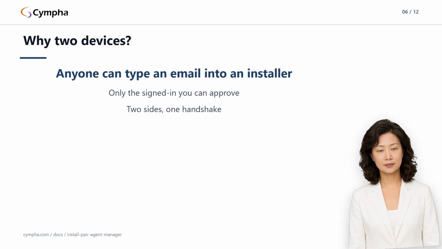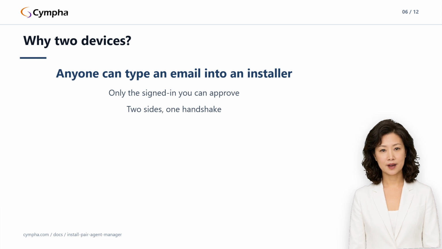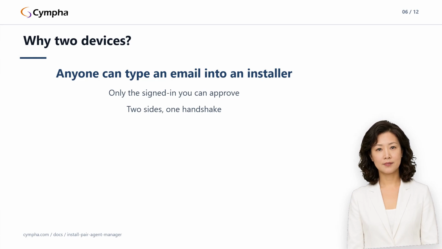Keep that model in mind, and every step that follows makes sense. Switch to your browser, on app.cympha.com, signed into the same account whose email you typed. Within a few seconds, a modal pops up on whatever page you're on, titled Cympha Agent Pair Request, and it reminds you to approve only if you triggered this from your own machine.